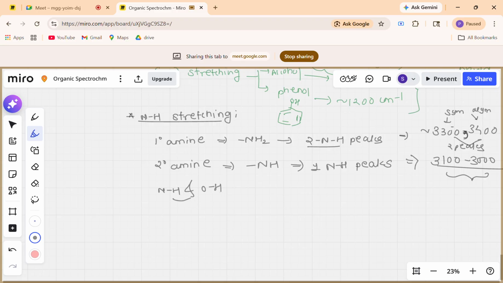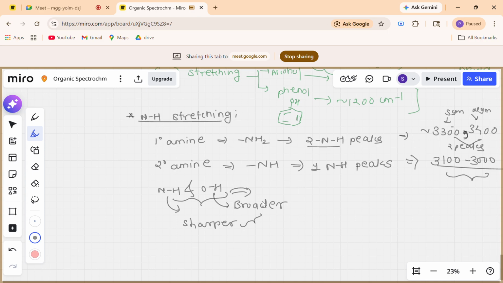Because in case of OH, the range is somewhere around 3300 to 3600, and in case of NH, in case of amine, it is also overlapping in that range, right? Around 3000 to 3400 or something. So how can we differentiate between the NH peak and the OH peak?